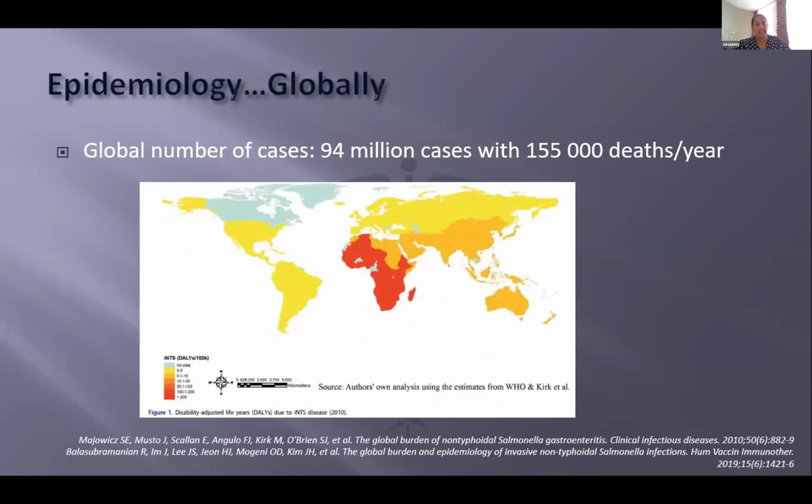So when we look at the epidemiology globally, we have a global number of cases of about 94 million cases annually, with about 155,000 deaths per year. And if you look at this map here, it shows that obviously Africa is disproportionately affected, followed by some countries in the Asian subcontinent, but really in the high income, middle income countries, you don't really see this as often.